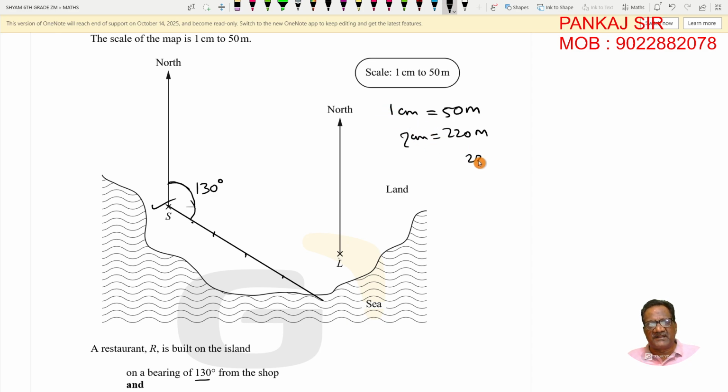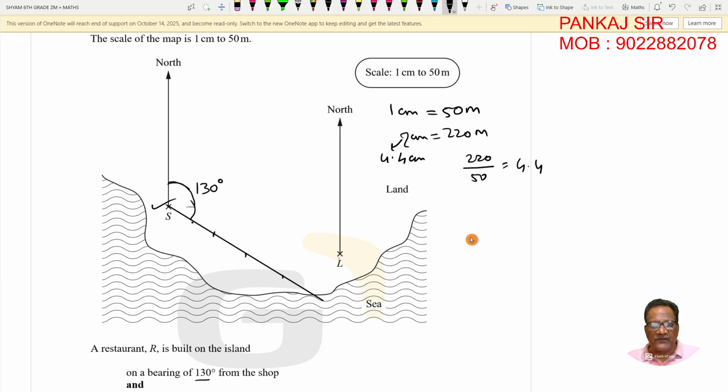So this will be 220 divided by 50, and 220 divided by 50 should work out to, let me see, 220 divided by 50. It's working out to 4.4. Okay, 4.4. So on the map, I will have to take 4.4 centimeters, right? So the restaurant can be anywhere on this line. Okay, at the same time it should be at 4.4 centimeters from the library.